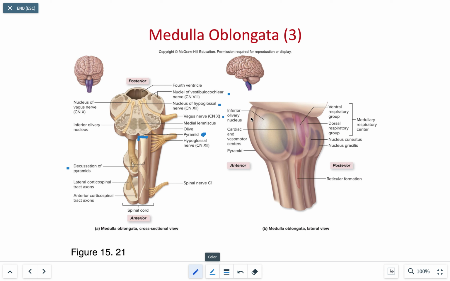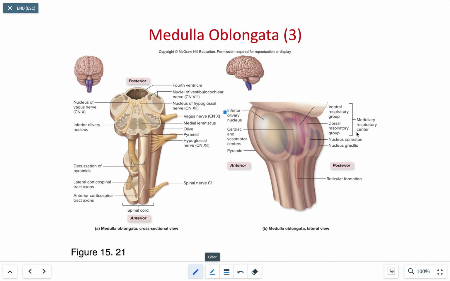So if we look on the right side of the picture, we see an inferior olivary nuclei. And this is going to be relaying any ascending sensory impulses, especially sensory impulses dealing with proprioceptive information, to the cerebellum.